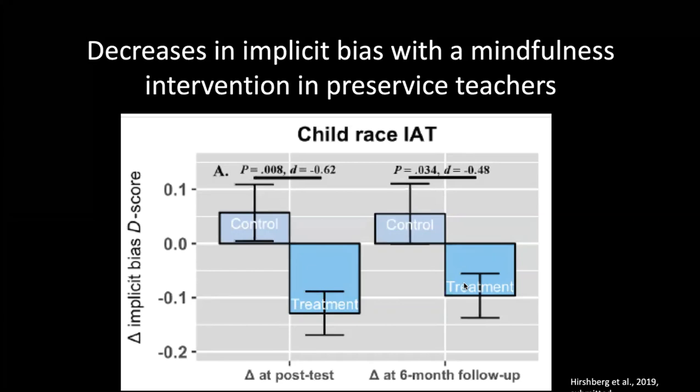We tested them 6 months later to look at the longer-term impact of this kind of training, and we saw again that the teachers who received the loving kindness and compassion training showed a continued reduction in implicit bias, whereas the controls showed no change. And so these findings suggest that we can perhaps get at the root of this, the differences in how discipline is administered in the classroom by training in awareness and in loving kindness and compassion.